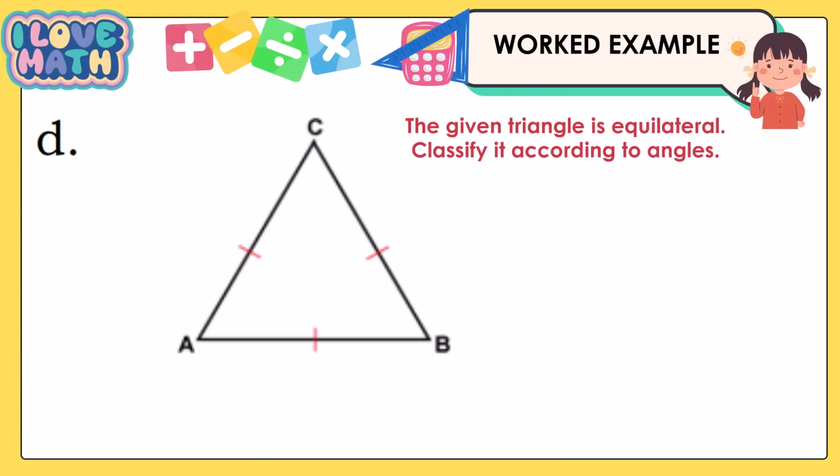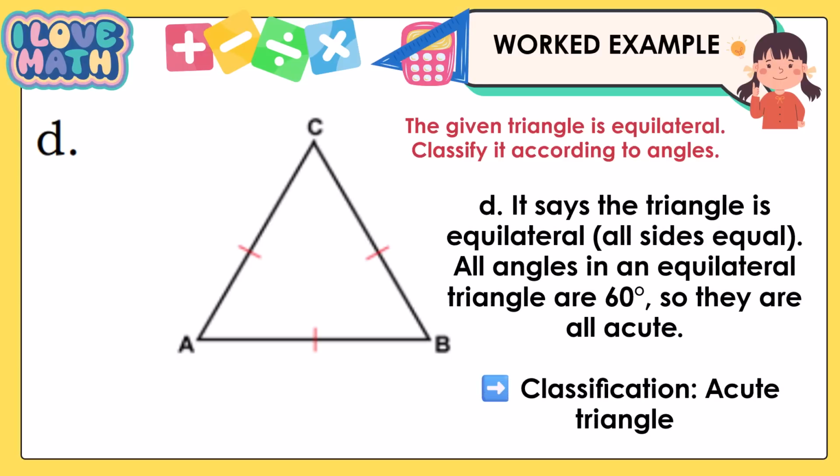Letter D. The given triangle is equilateral. Classify it according to angles. It says the triangle is equilateral. All sides equal. All angles in an equilateral triangle are 60 degrees. So they are all acute. Classification, acute triangle.